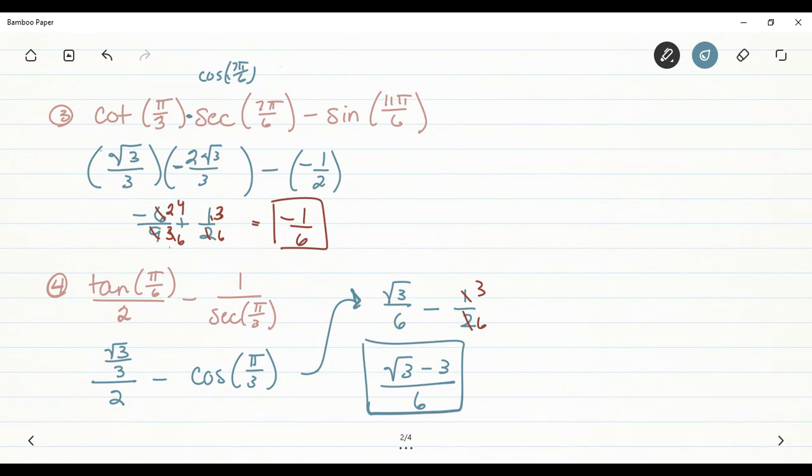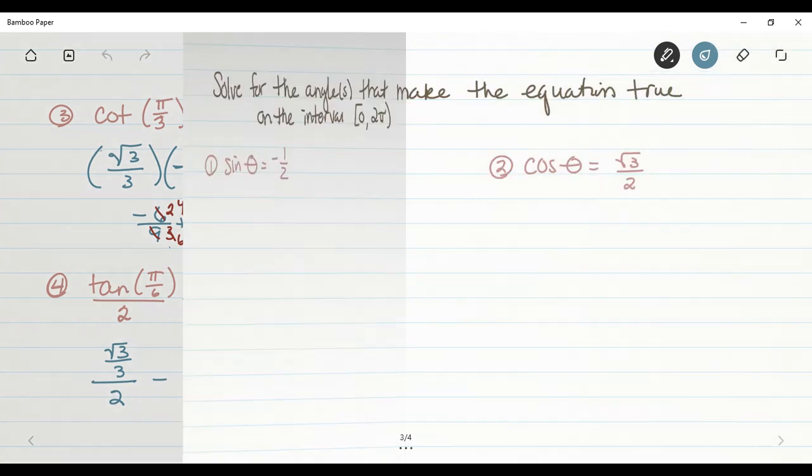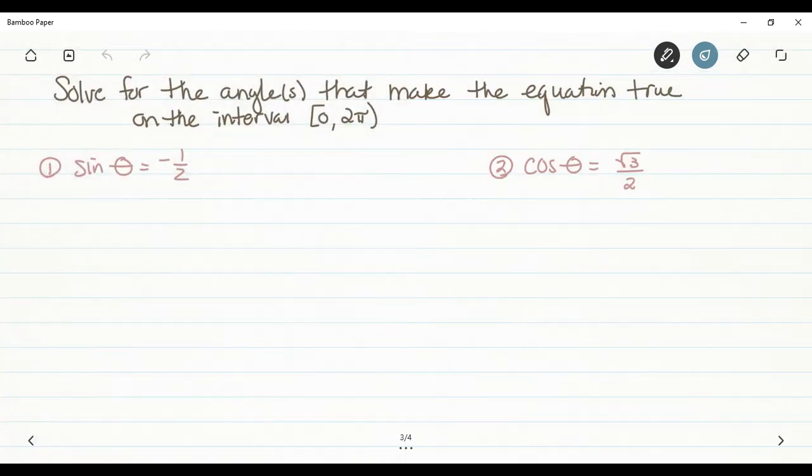Okay, so let's change direction a little bit and look at some equations and using our exact values to solve equations. We are looking for all the angles that make the equation true between 0 and 2 pi. So we're looking for one continuous, all 4 quadrants, 1, 2, 3, and 4. So when we look at something that's saying sine of theta is equal to -1/2, what we're really saying is, okay, in quadrants 1, 2, 3, and 4, first of all, where is sine negative?